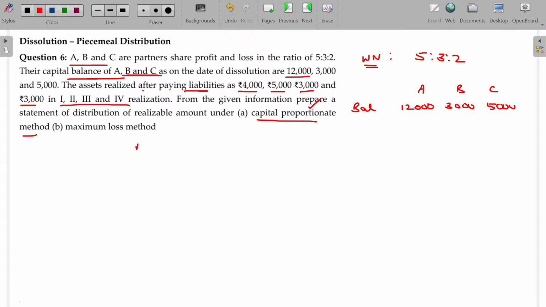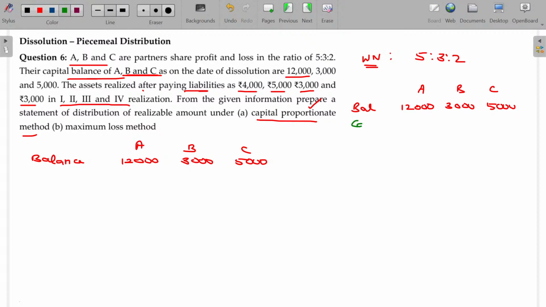So, the amount payable to A, B, C. Balance: how much do they have? At the time of closure, A has 12,000 rupees, B has 3,000 rupees, C has 5,000 rupees. Tell me, who has invested more money for their own eligible sharing ratio? I'm not asking about who has invested more capital. I'm asking about who has invested more capital with respect to their eligible profit.